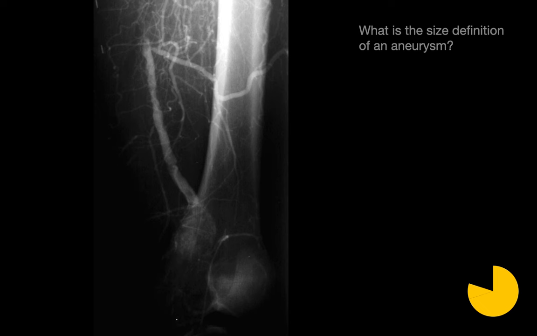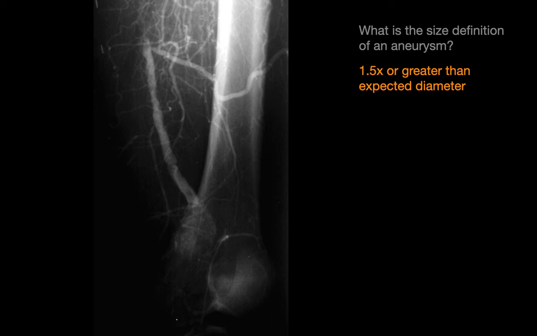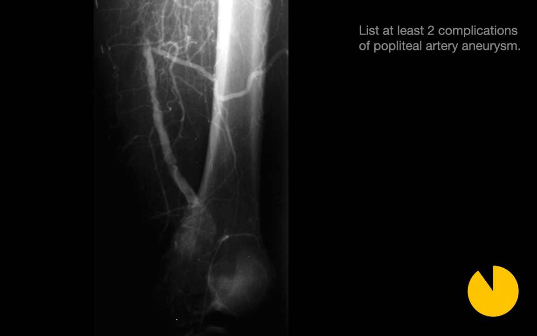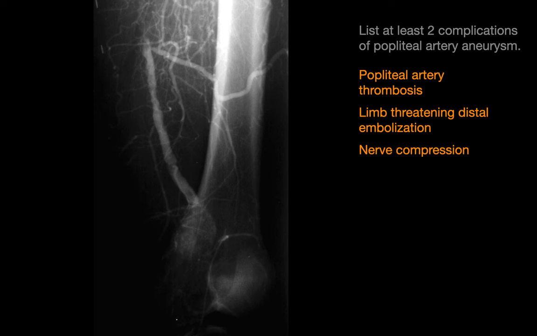What's the traditional size definition of an aneurysm? A general definition of an aneurysm is when a vessel is 1.5 times or greater than its expected diameter. List at least two complications of popliteal artery aneurysms. Popliteal artery thrombosis can occur in up to 40% of cases, limb-threatening distal embolization in up to 20% of cases, and nerve compression due to mass effect from the aneurysm.